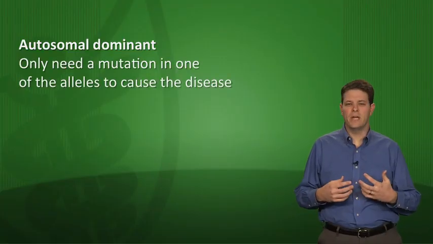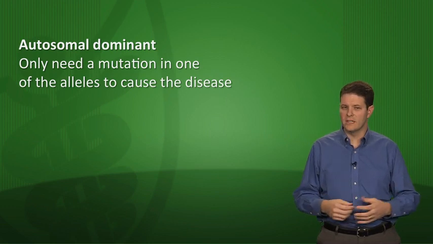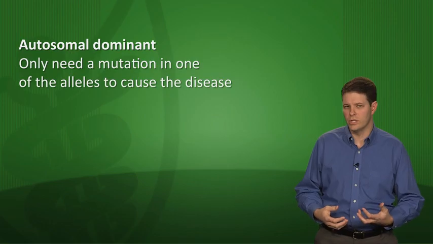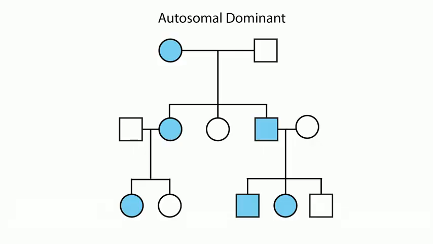So autosomal dominant means that you only need a mutation in one of the alleles to cause the disease. So these diseases are often caused by mutations in structural genes. Now when you look at a pedigree, the squares are males, the circles are females, and the shaded individuals are affected. They have the disease phenotype. So with autosomal dominant diseases, these diseases affect both males and females, and every generation is affected.